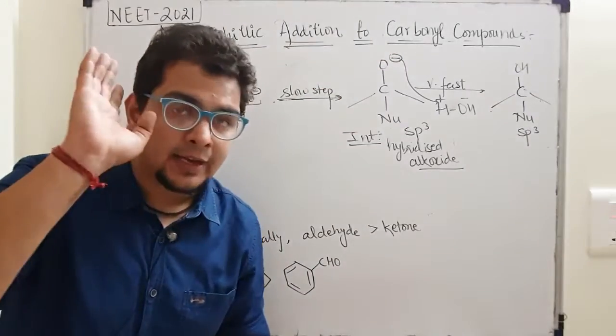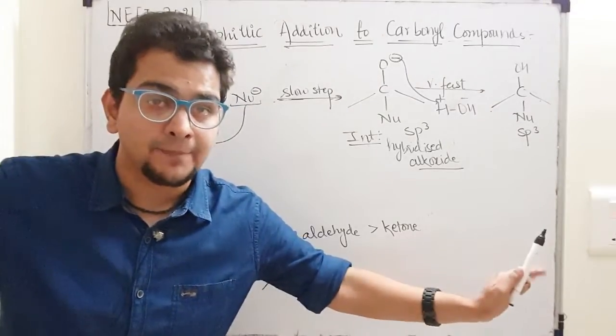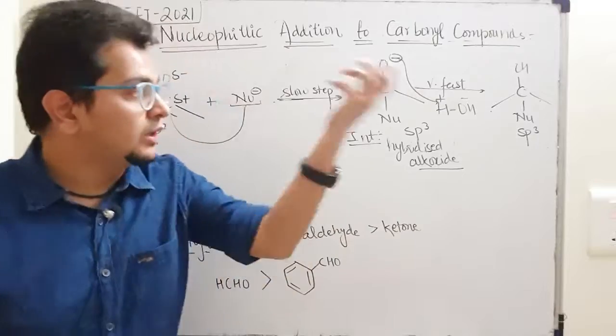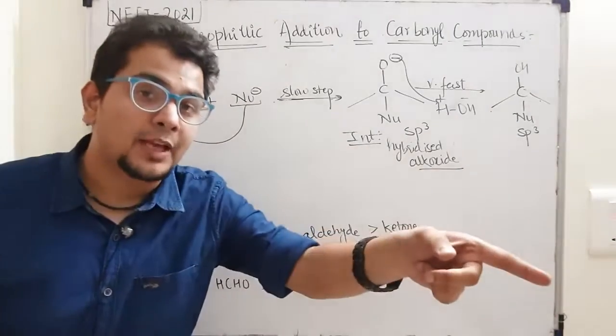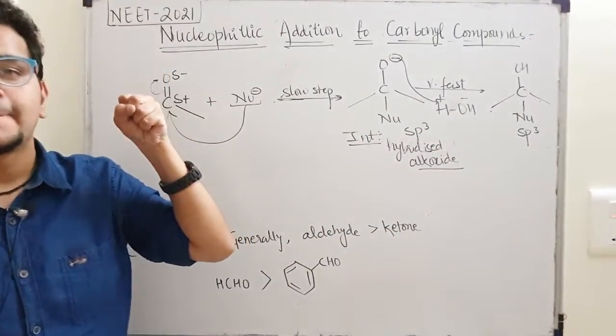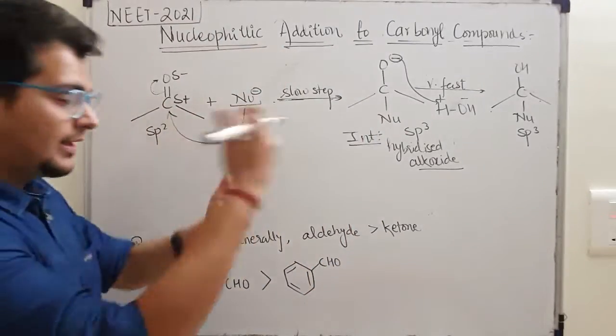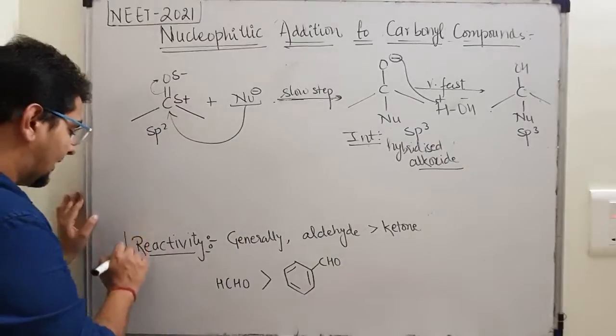And now the complete negative charge wants complete satisfaction. Bhaiya, so this negative charge will search for some electrophile. You give him electrophile, great. You don't give him electrophile, he will take from the solvent. Chaliye bhaiya. Now, this is the basic mechanism. We are going to read the reactions now. But before that, let's see the reactivity.